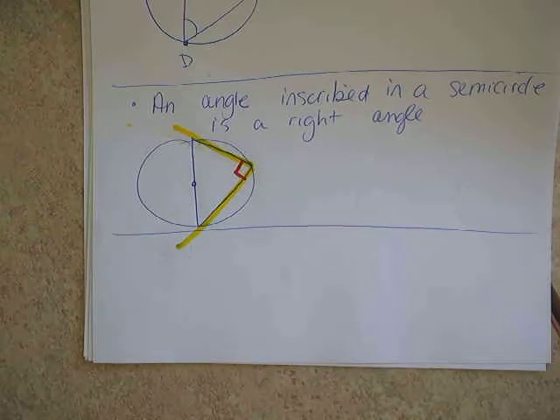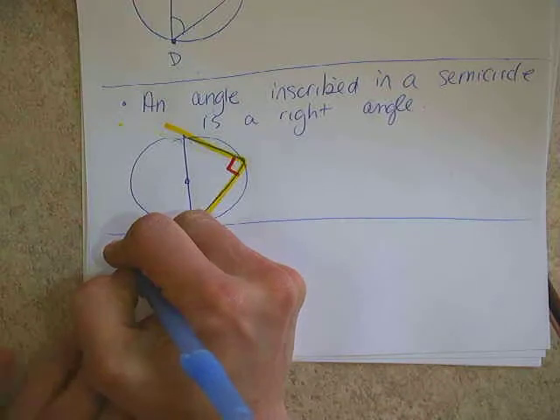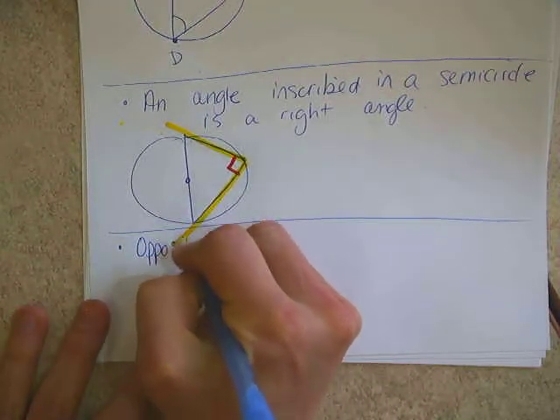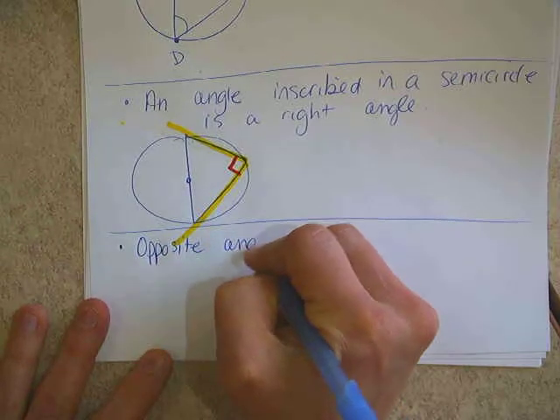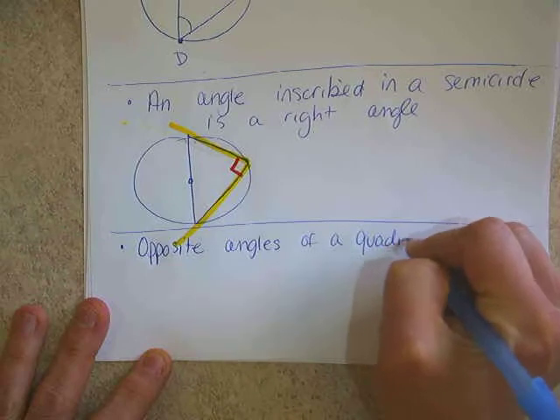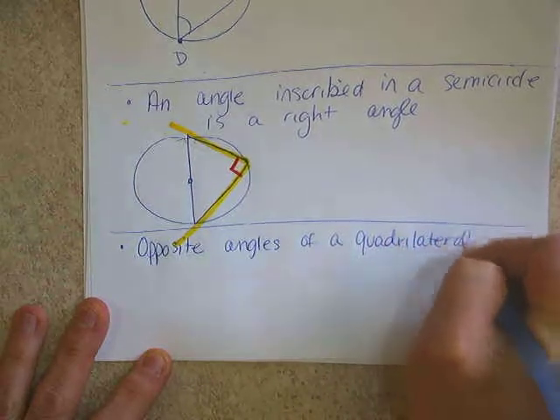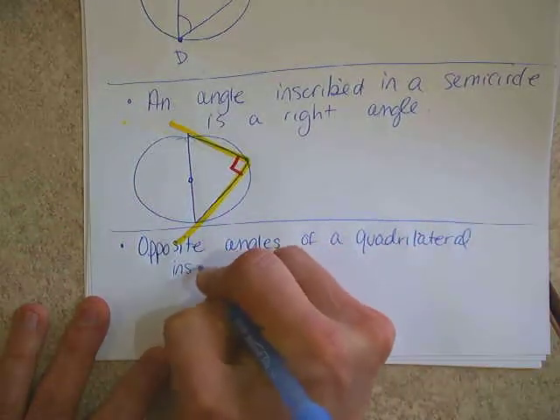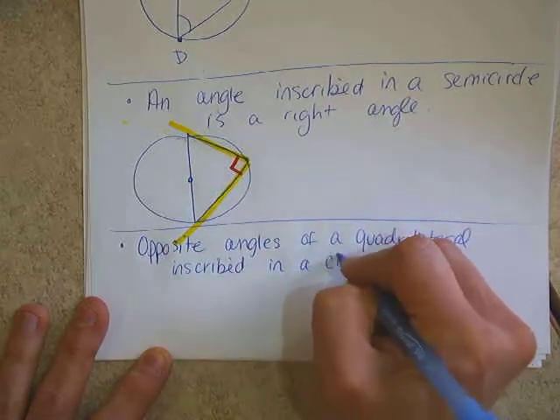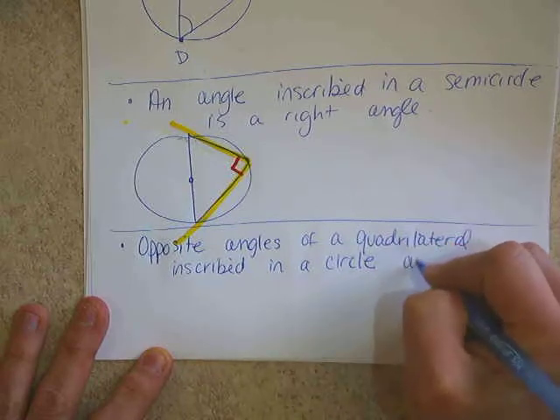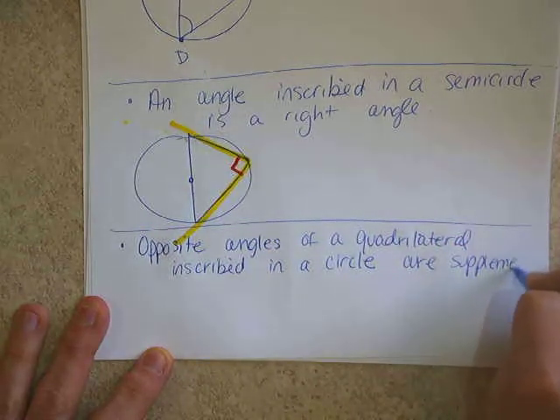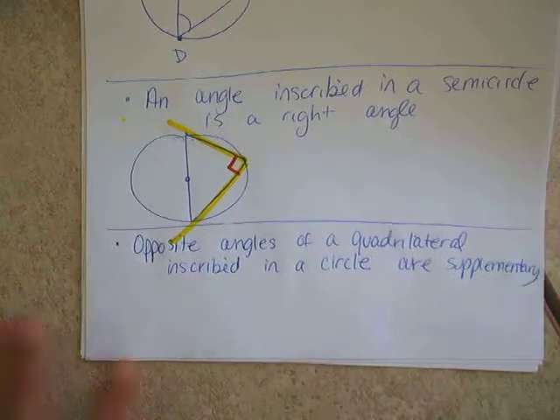Okay, the third corollary that we didn't get to before lunch says opposite angles of a quadrilateral inscribed in a circle are supplementary.